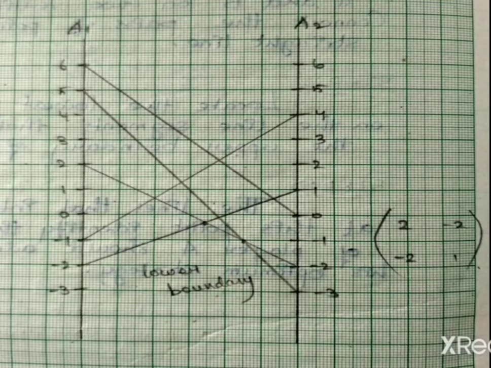The next point is 6 and 0. So for A1 you have to mark it as 6, for A2 you have 0. So you have to join 6 and 0. So the graph is over.